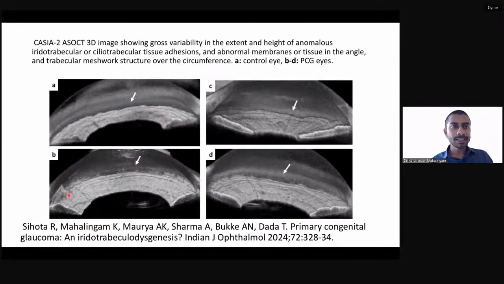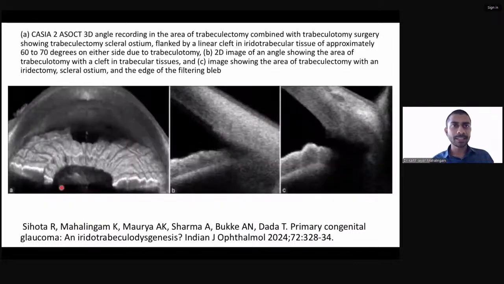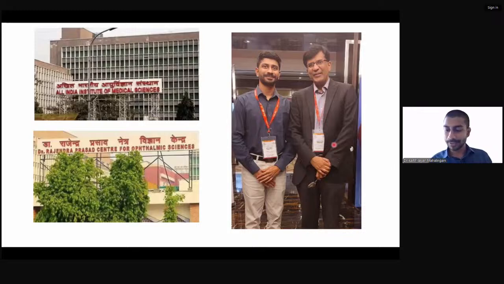Okay. This is an ASOCT showing a 3D angle recording of trabeculectomy along with trabeculotomy, showing the trabeculotomy ostium and the trabeculectomy ostium. A 2D image showing the trabeculotomy ostium and the trabeculectomy ostium. Okay, I thank my alma mater AIIMS and my professor, guide and mentor Vinay Gupta sir.